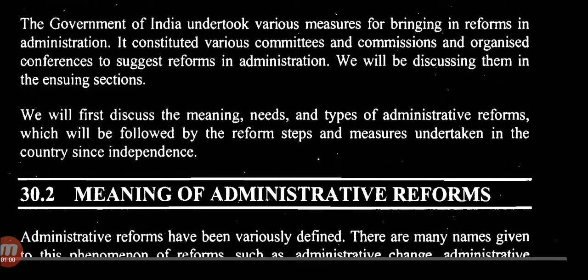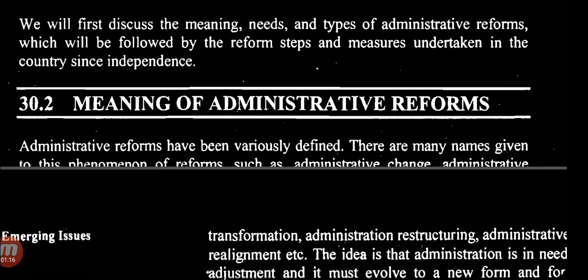The Government of India undertook various measures for bringing in reforms in administration. It constituted various committees and commissions and organized conferences to suggest reforms in administration. We will be discussing them in the ensuing sections. We will first discuss the meaning, needs, and types of administrative reforms, which will be followed by the reform steps and measures undertaken in the country since independence. Meaning of administrative reforms.